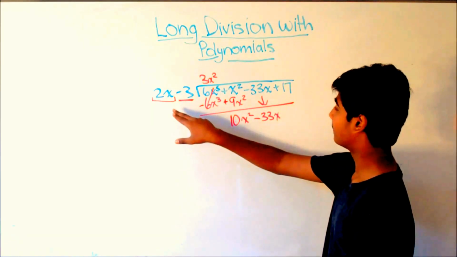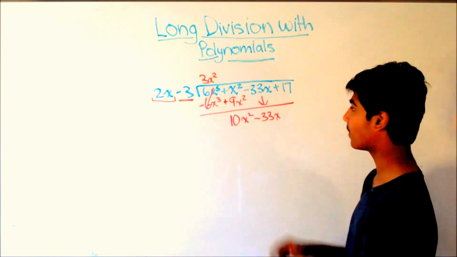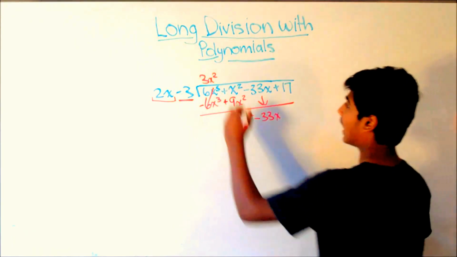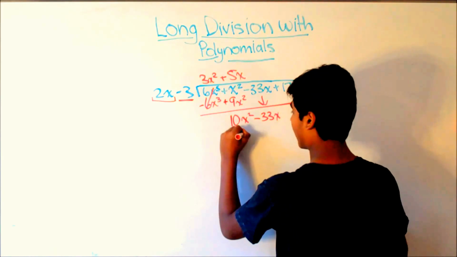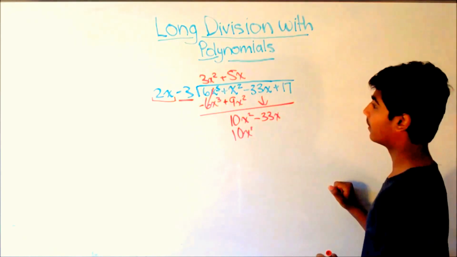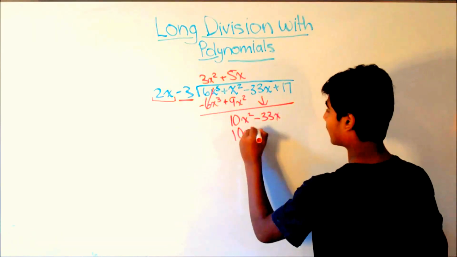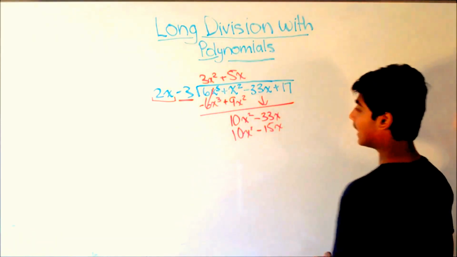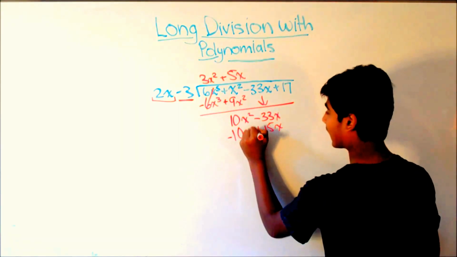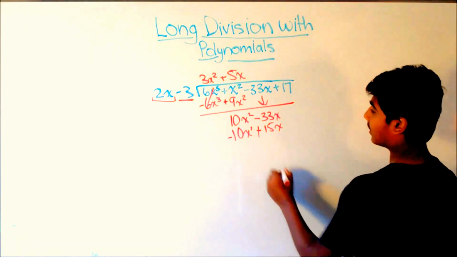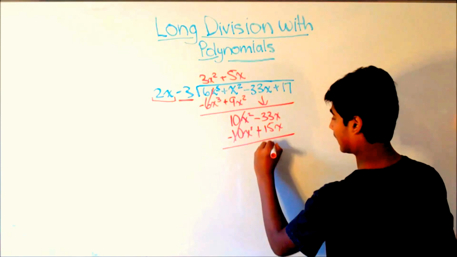So, if we look at this, how many times does 2x go into 10x squared? It goes 5x times, plus 5x. So it would be 10x squared. And if we have to multiply these, it would be minus 15x. Now we have to change signs again because negative positive equals negative, and negative negative equals positive. So in total, these would cancel out, and this would be negative 18x.